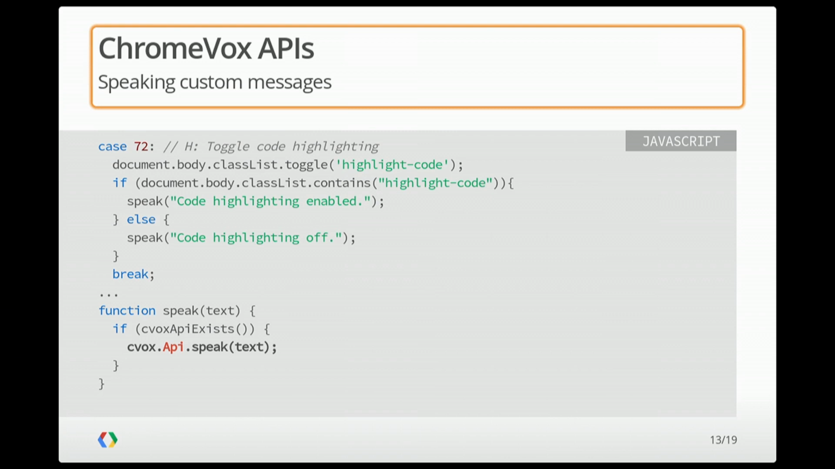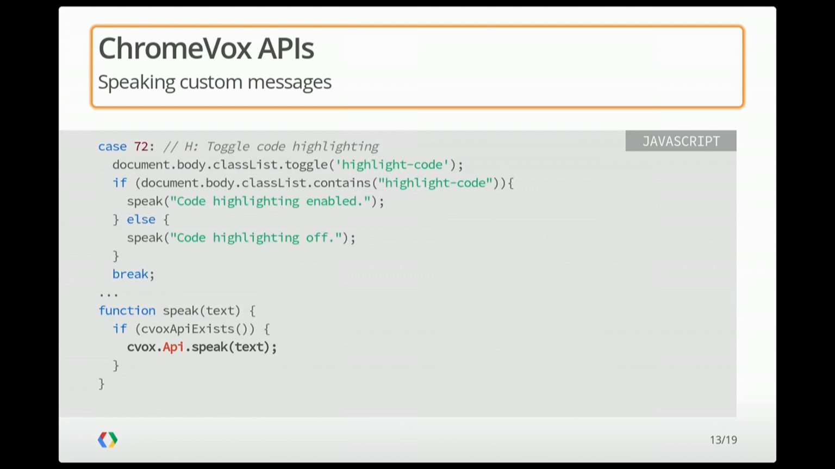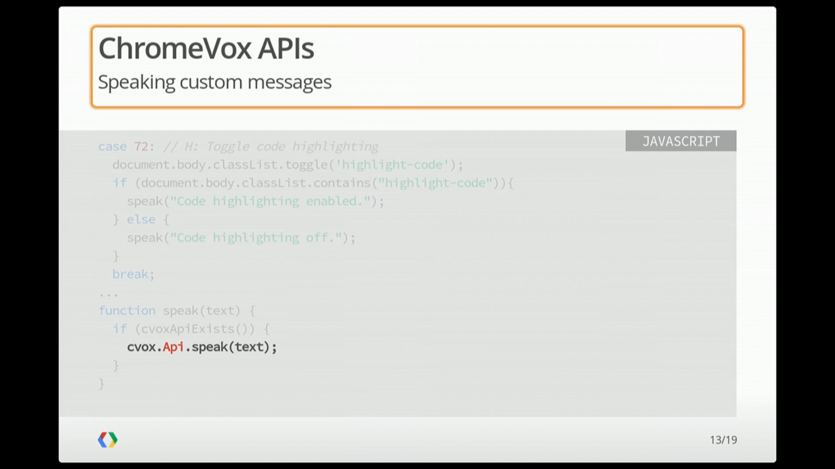Code highlighting off. Okay. Code highlighting enabled. And when I turn it off. Code highlighting off. Okay, so as you can see, visually it was obvious because the code that I had bolded was immediately highlighted, everything else faded out. But it's nice to be able to auditorily convey that information. And so all it took was this one line of code here. You just call ChromeVox API speak, give it a string of text, and it just speaks it.